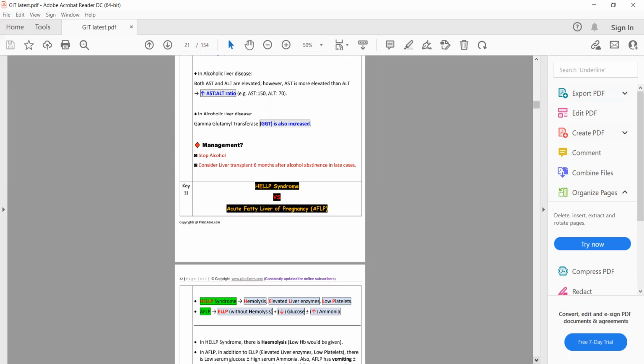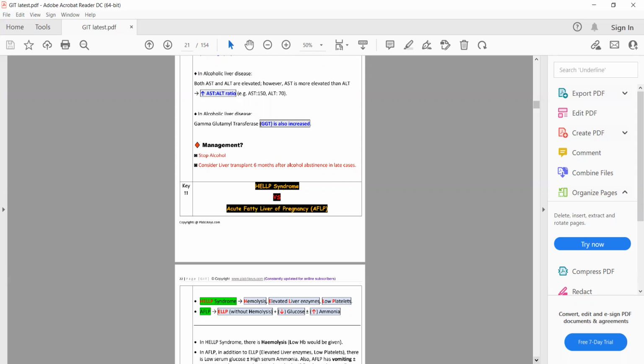What is HELLP syndrome? HELLP is basically an abbreviation: H for hemolytic anemia, E for elevated, L for liver enzyme. So hemolytic anemia plus elevated liver enzymes such as AST and ALT, plus LP stands for low platelets. So a triad of these symptoms along with abdominal pain, then your diagnosis will be HELLP syndrome.